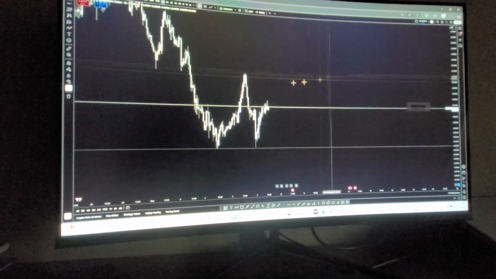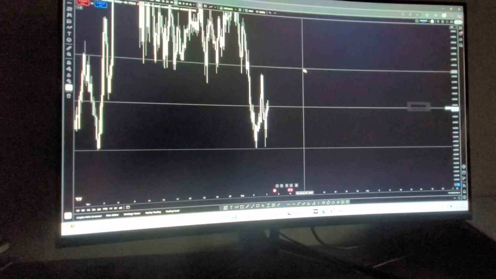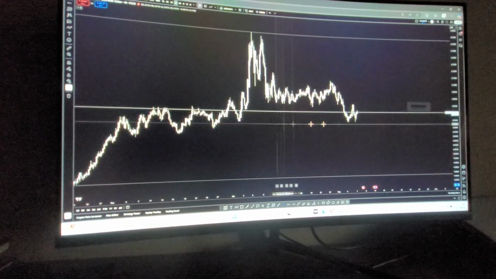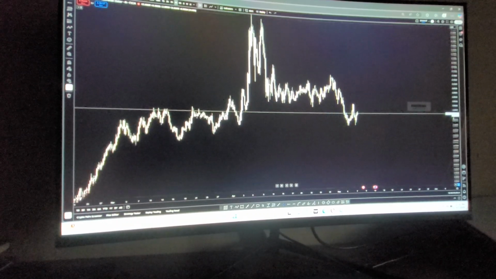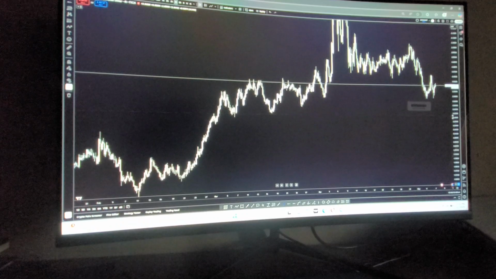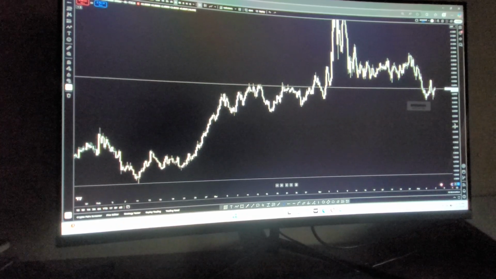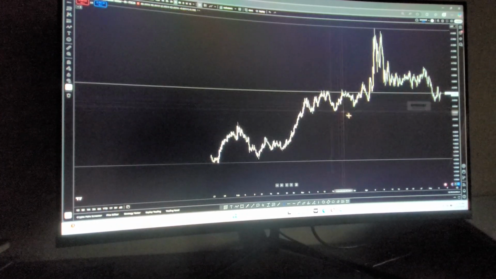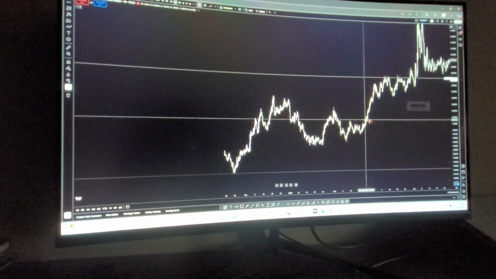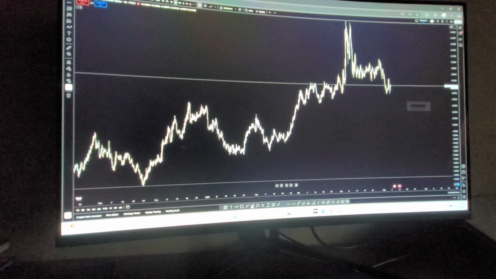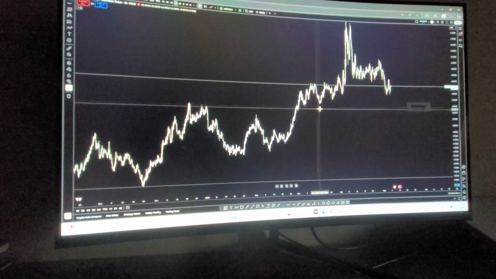So let me give you guys an example again. Let's check this here. This is GBP AUD. So if we look at GBP AUD, what can we see? We can currently see that price is bullish. Price is in an uptrend. And how do we know price is in an uptrend? That's because there's a break of structure.